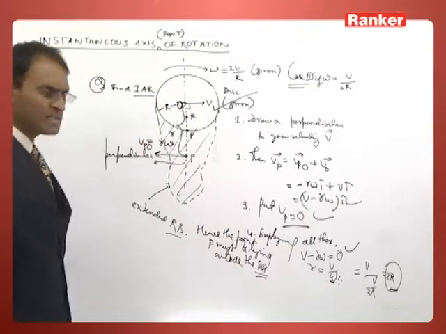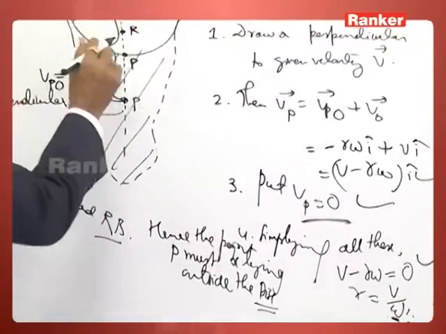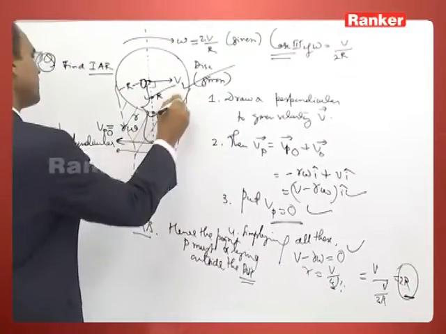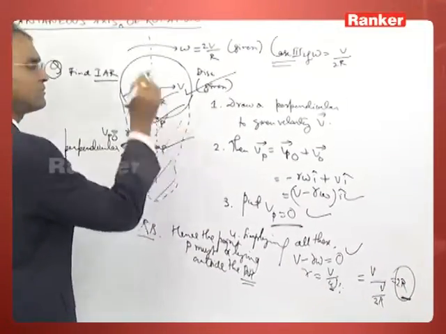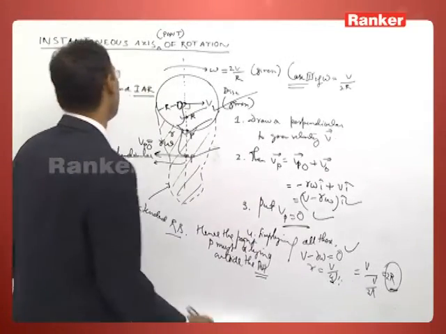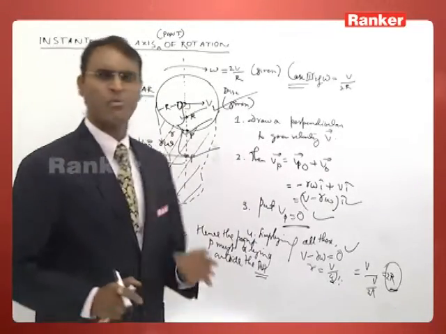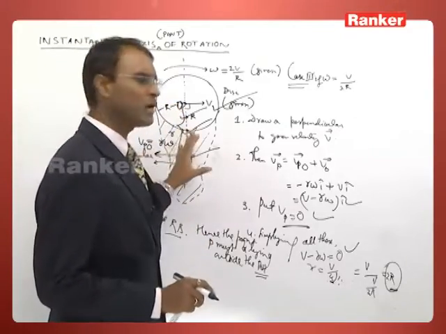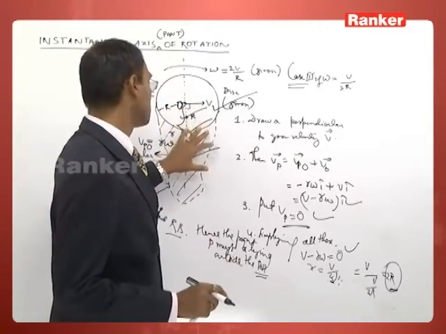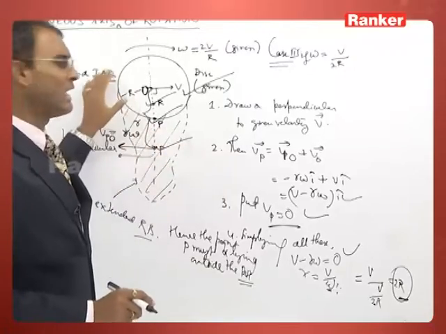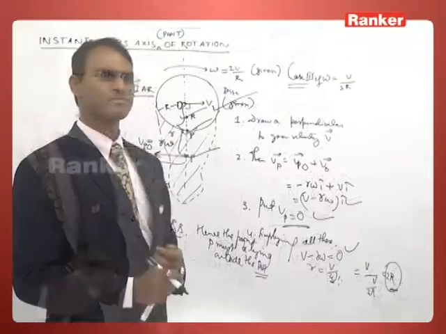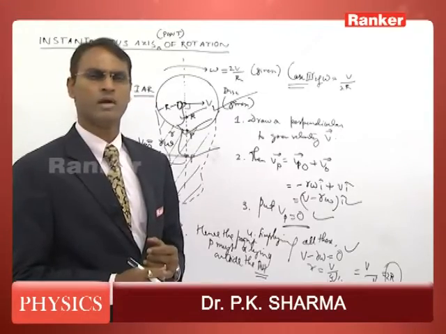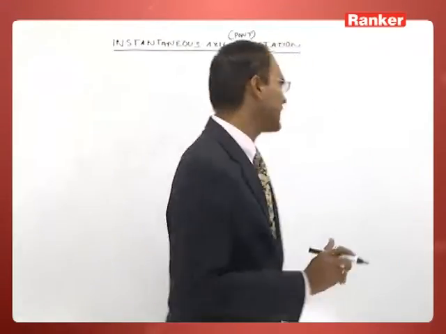So under 3 different conditions, sometimes the instant axis of rotation, point of rotation is present inside, sometimes just at the periphery, sometimes it is outside. So, instant axis or point of rotation is a point which may lie inside or outside the body, or if body is not present in this zone, we can call it extended body, whose velocity is 0 at the given instant. Okay, let's take another example.